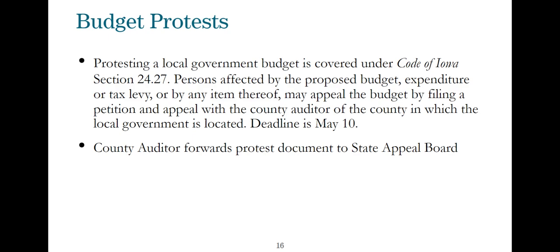They would then forward those protest documents to the State Appeal Board that I referenced earlier, that three-member body that's the director of DOM, treasurer of state, and auditor of state. The State Appeal Board sends staff out to conduct a local public hearing on the protest and to gather information. Then that information is presented back to the State Appeal Board and they render a decision on the protest. If you have any inclination that your budget might be protested, or you have questions about this process and you just want to know more, certainly follow up with me and I can provide you with additional information.